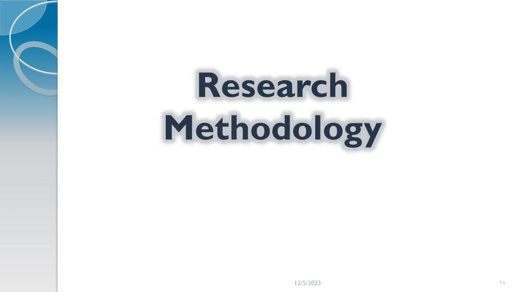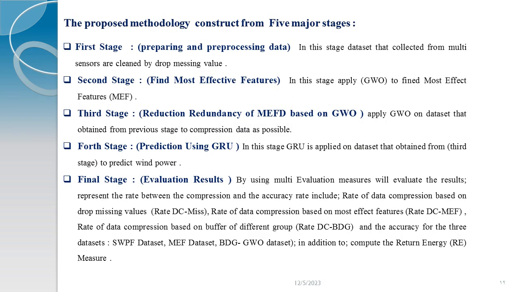Research methodology. The proposed methodology is constructed from 5 major stages. First stage, preparing and pre-processing data. In this stage, the dataset collected from multiple sensors is cleaned by dropping missing values. Second stage, find the most effective features. In this stage, we apply the Grey Wolf optimization algorithm to find the most effective features.